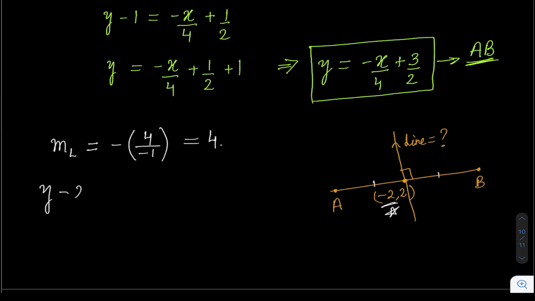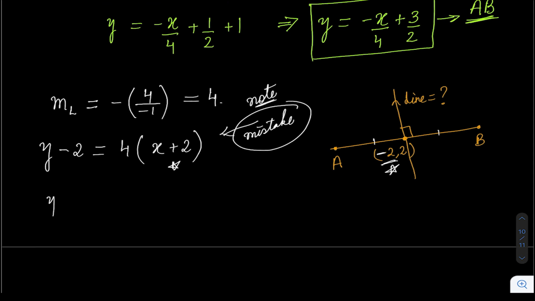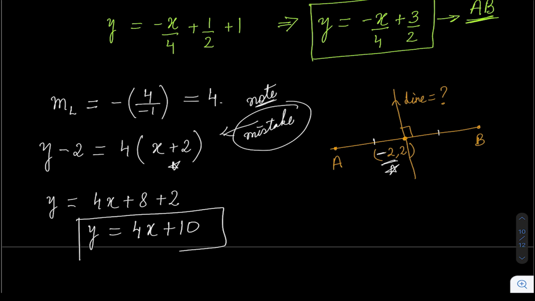So we can find the equation of line L: y minus y1 equals gradient into x minus x1. Now be very cautious here. This is plus because this is already minus. Students make mistakes at this point, so note this. Next, let's simplify this. y equals 4x plus 8 and plus 2. So my final answer will be y equals 4x plus 10.